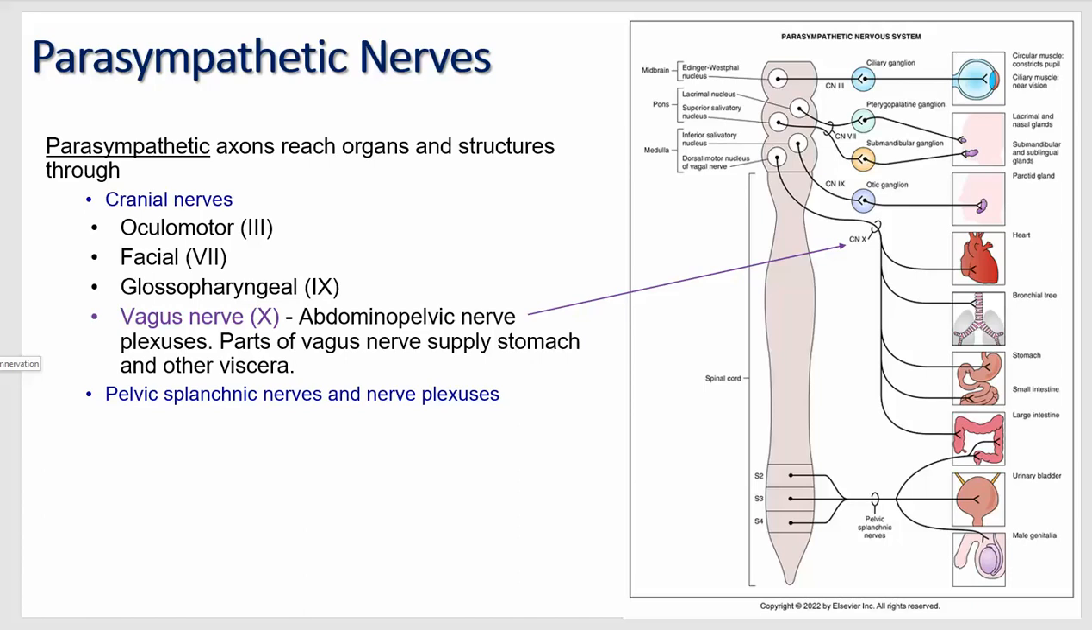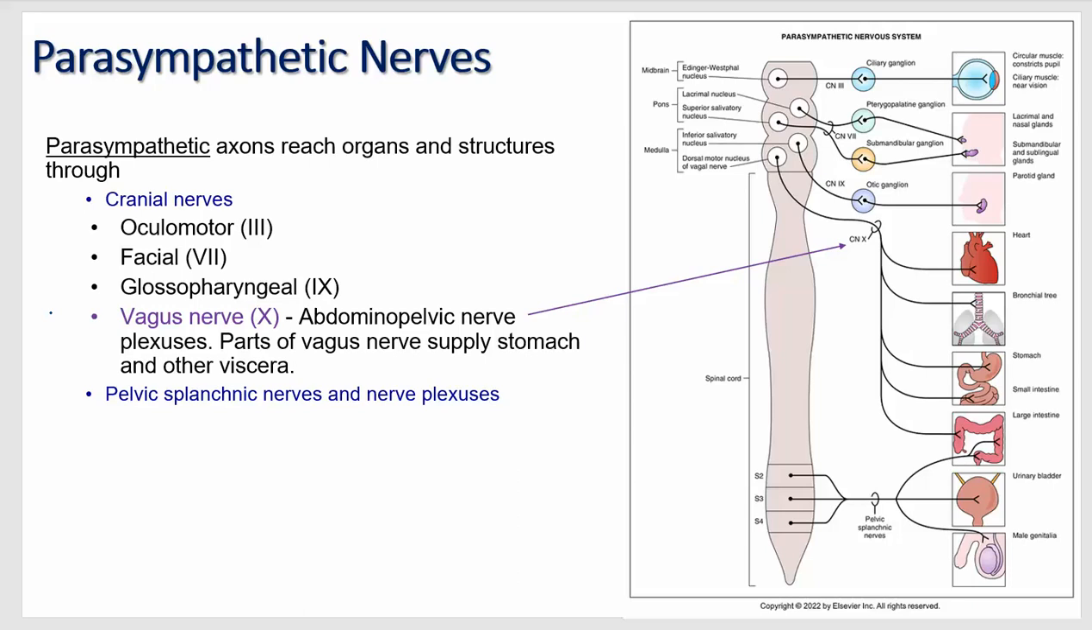So parasympathetic, we see these cranial nerves. So cranial nerve 3, 7, 9, and then 10. 10's the big one. Now they're all important, of course, because they have effects on the muscle of your eye, eyes dilating or constricting, lacrimal and nasal glands, parotid glands, so salivary glands, those kinds of things.